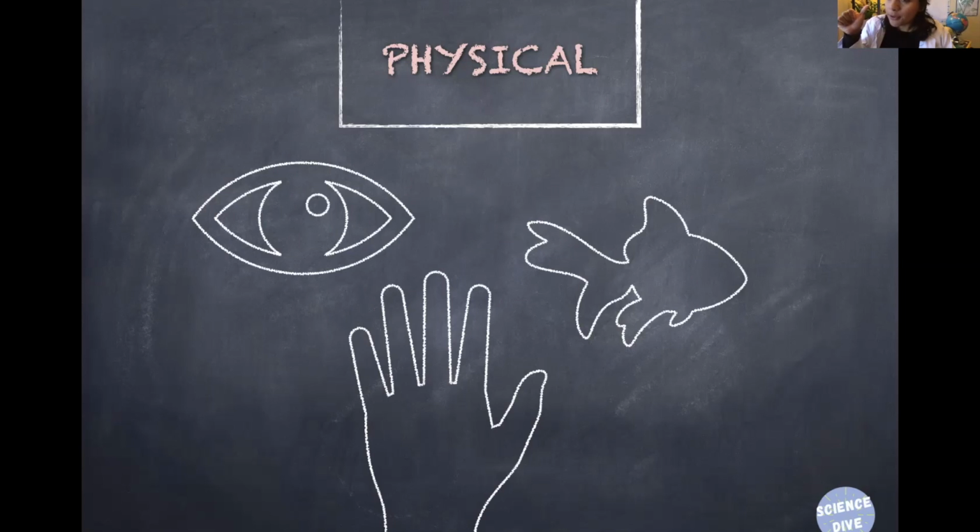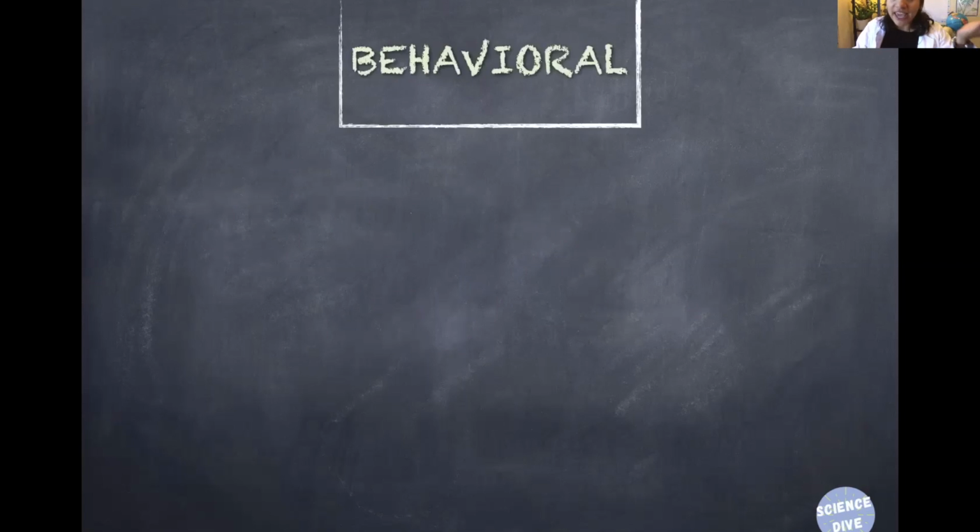And disposable thumbs. Without our thumbs, we couldn't grab onto things. I couldn't drink my coffee right now. This is good. Let's move on to behavioral.